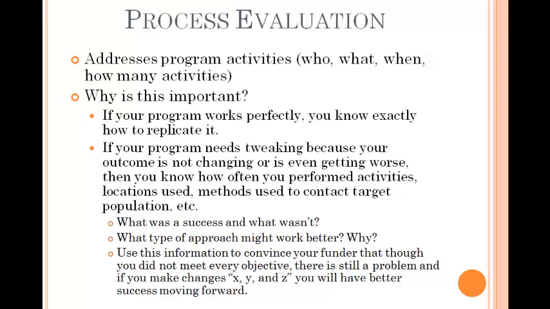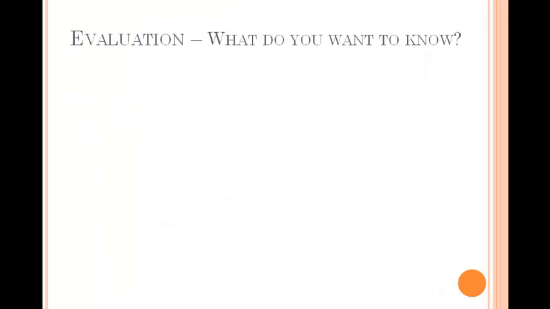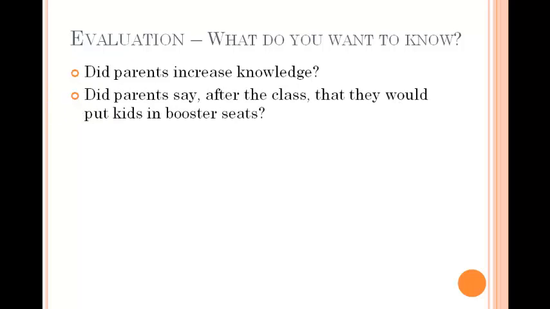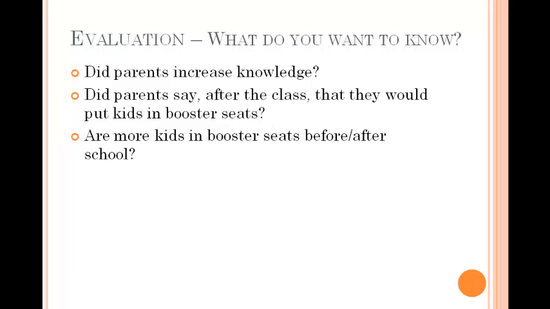So these are the process measures, and again, these more relate to the actual activities that you're performing. Next, we're going to move into some outcome evaluation. And the questions for outcome evaluation, when you're thinking, what do you want to know, did parents increase knowledge? Or did parents say after the class that they would put their kids in a booster seat? Are more kids in booster seats before or after school? Again, these are all outcome evaluations and are getting at changes in behavior or in knowledge or attitudes.